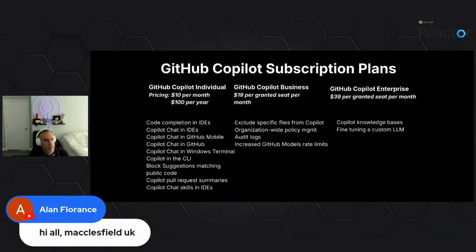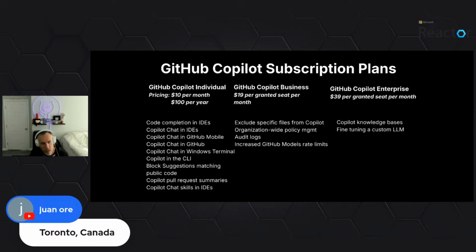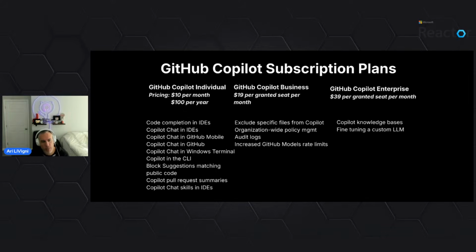There are certain features that may not be available inside of a code space when using the CLI, but all features within your IDE will be available. I'll also try to show an example of blocking public code, and that is available as well. And I will highlight pull request summaries, which will be in github.com, and Copilot Chat skills in the IDEs and how we can use them. I'm going to spend a lot of time in VS Code highlighting how you can get to the different features and skills within the IDE itself.